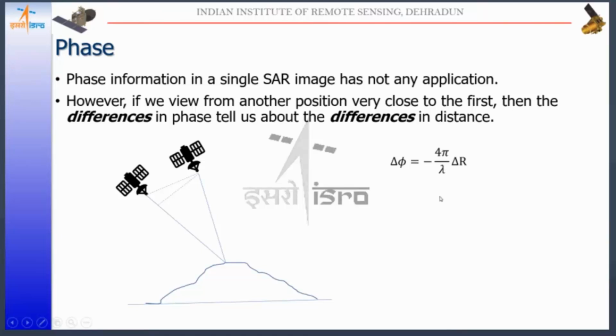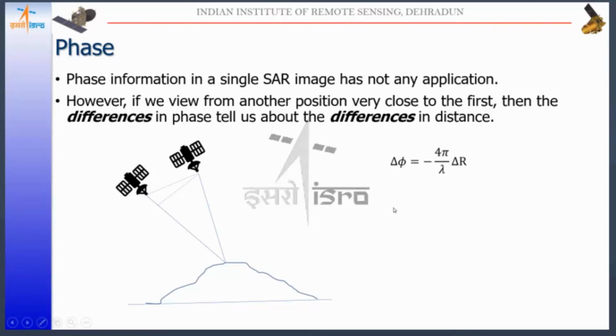We have studied the path difference and the phase difference in our 11th and 12th class also. The same formula is used between the phase difference and path difference. It is 4 pi by lambda into the path difference. The path difference is given by delta r.